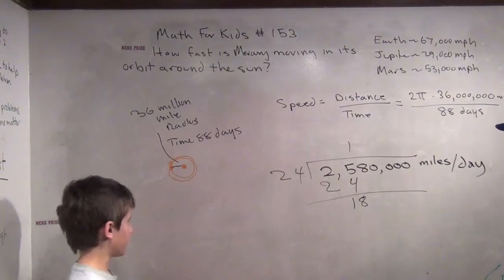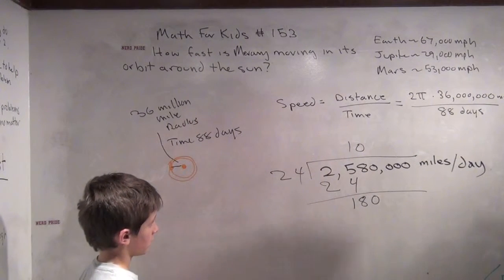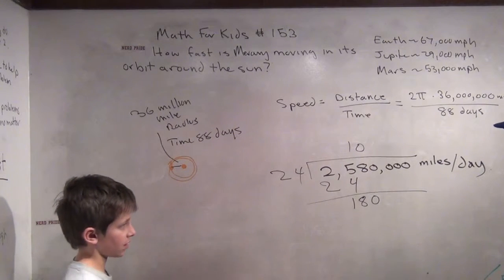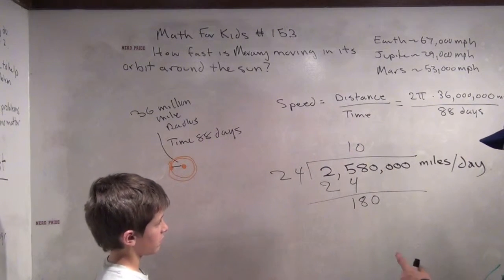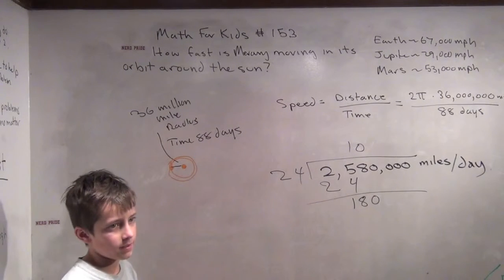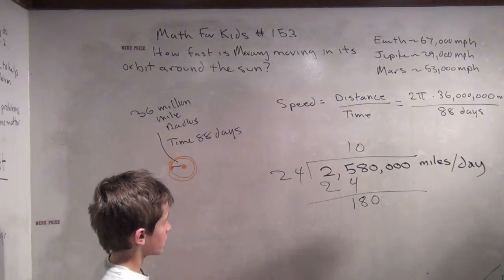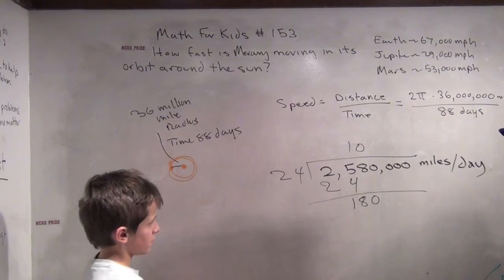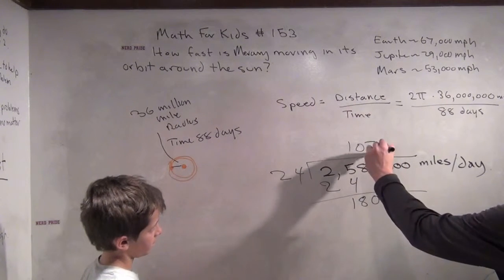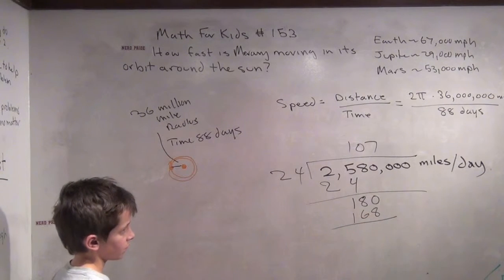24 goes into 18? No, doesn't go. 0. 24 into 180. How about 6? Figure it out. What's 6 times 24? It's 144. It's less. Okay, so what would be that, I guess? 7. Okay. So 140 plus 28 is 168. Does that seem pretty reasonable? Yeah. Okay, 168. 180 minus 168 is?